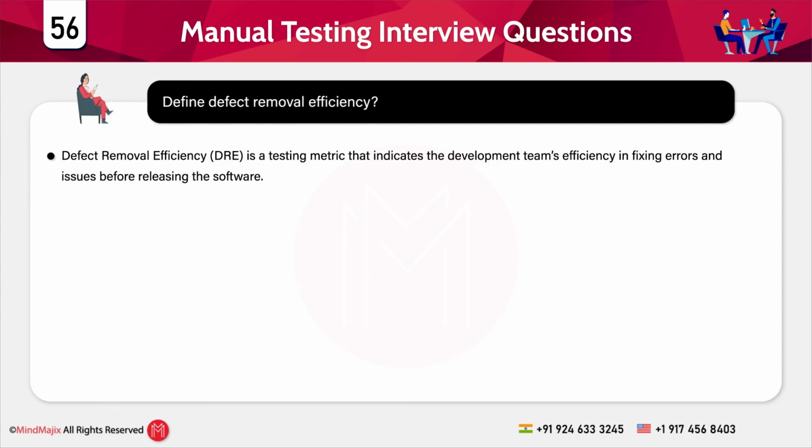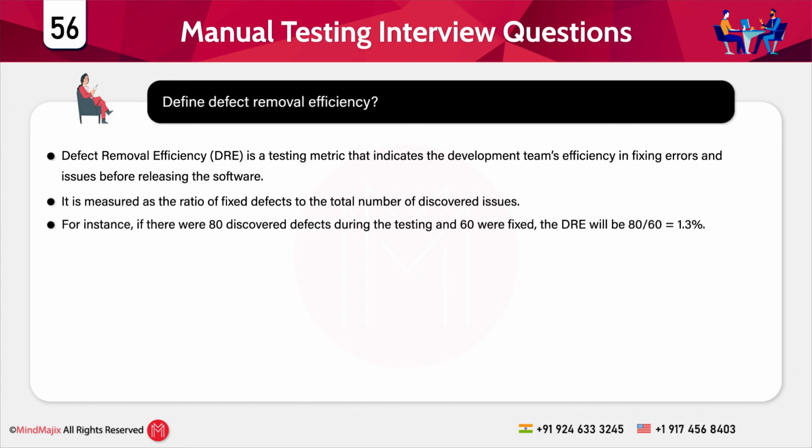The next question is, define defect removal efficiency. DRE, or the defect removal efficiency, is a testing metric that indicates the development team's efficiency in fixing the errors and the issues before releasing the software. It is measured as a ratio of fixed defects to the total number of discovered issues. For instance, if there were 80 discovered defects during the testing and 60 were fixed, the DRE will be 60 by 80, which is 75%.